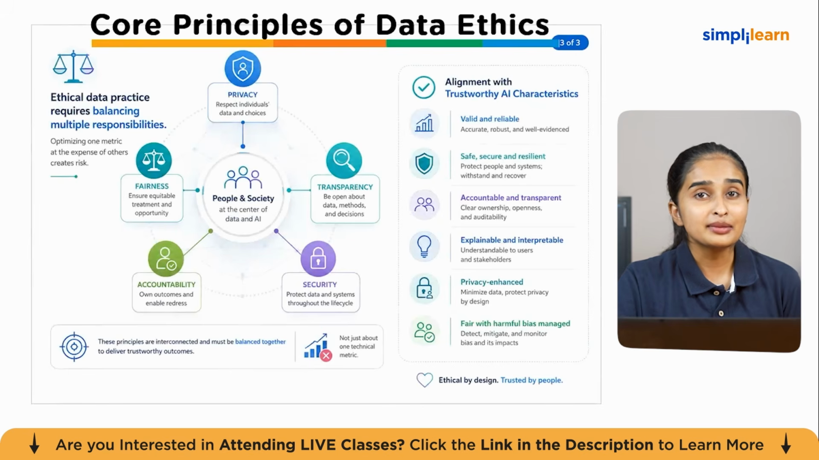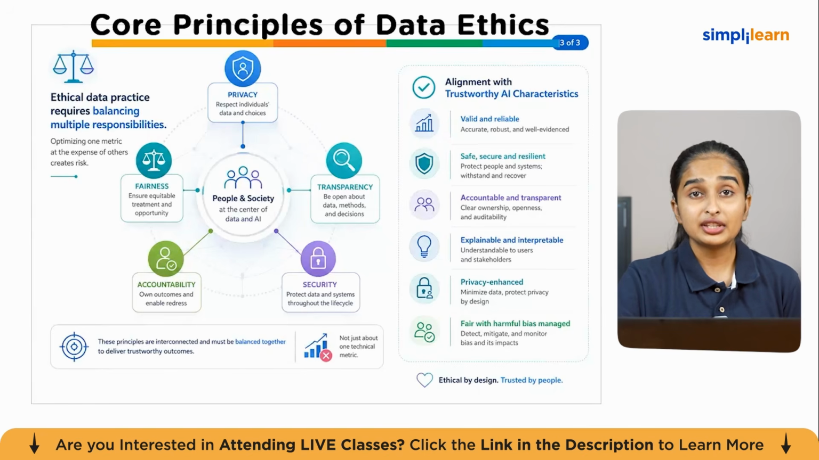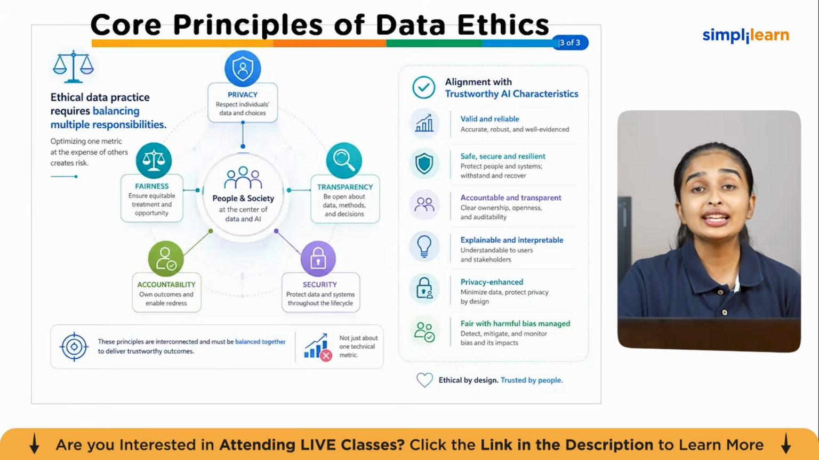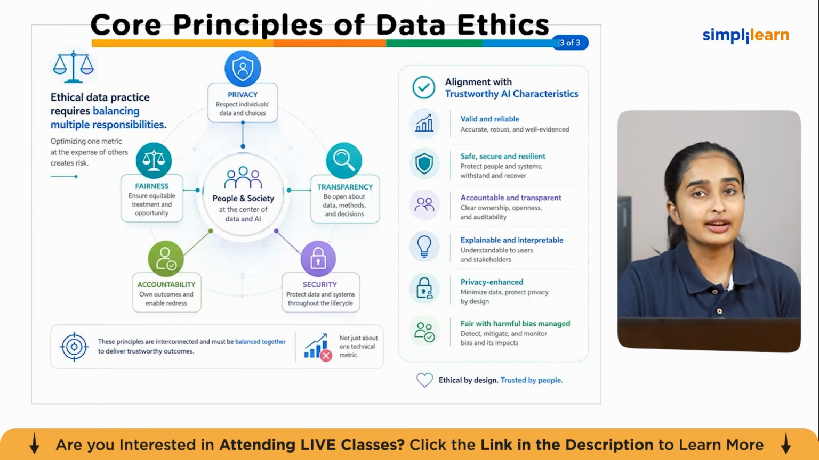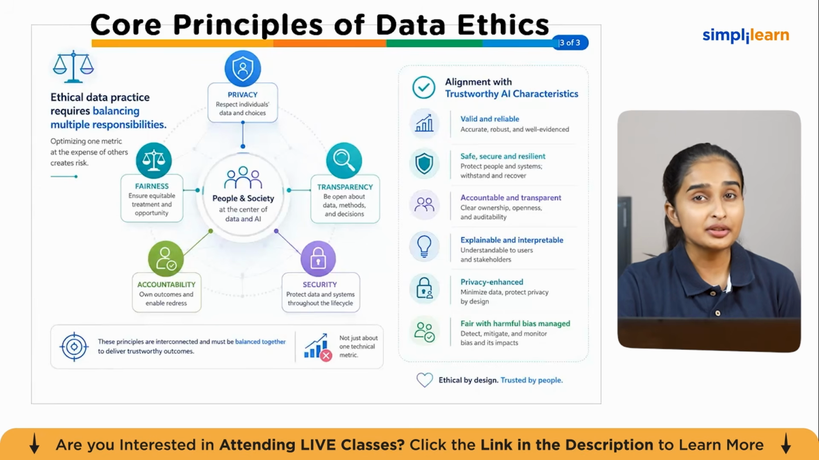Now, these ideas closely match the characteristics NIST identifies as trustworthy, including systems that are valid and reliable, safe, secure, and resilient, accountable and transparent, explainable and interpretable, privacy-enhanced, and fair with harmful bias managed. Now, these principles are interconnected. A highly accurate model could still be unethical if it violates privacy. A secure system could still be unfair, and a fair model may still create problems if nobody can explain who is responsible for its decisions. Ethical data practice therefore requires balancing multiple responsibilities rather than optimizing only one technical metric.